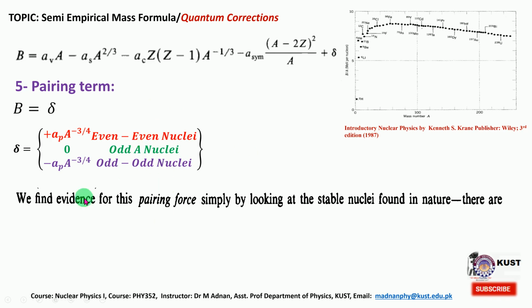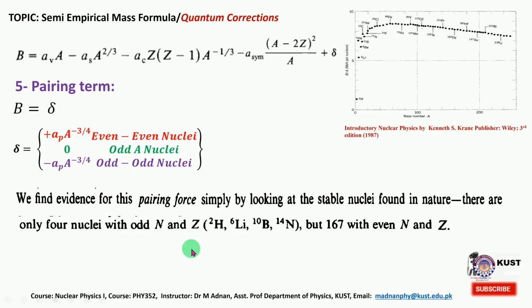Now this term, as I have explained, is because of the system configuration, that is, the system having an even-even, odd-odd, or odd-A configuration. That will lead to different levels of stability with respect to the binding energy. So we can find the evidence for this pairing force simply by looking at the stable nuclei found in nature.